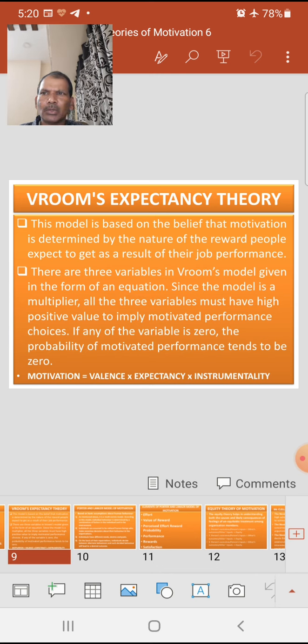Valence is deemed to be positive for an individual if he prefers to attain the outcome to not attaining it. Okay, valence is zero if the individual is indifferent towards the outcome, and the valence will be negative if the individual prefers not attaining the outcome to attaining it.